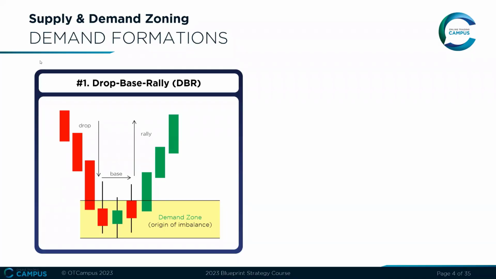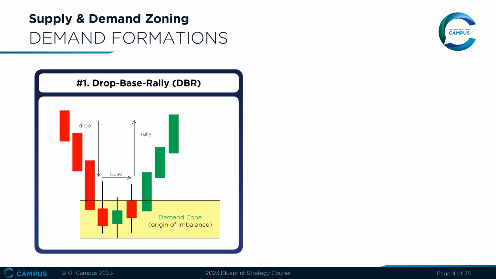All right, so let's jump straight into the demand formations. As I said, there'll be 4 formations in general. There'll be 2 demand formations and there'll be 2 supply formations. The first demand formation is a so-called drop-based rally, or in short, DBR.